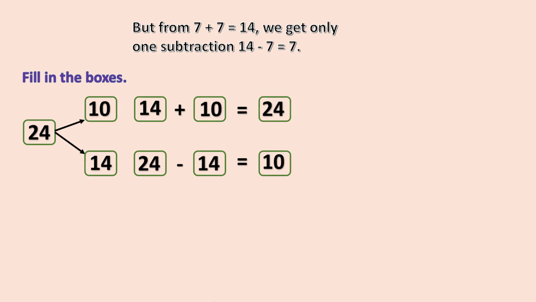Now we take another subtraction example from these three numbers. How many minus how many is equal to how many? And here we put first 24, then 10 and then the answer 14. It means 24 minus 10 is equal to 14. In this way we take another example to explain.